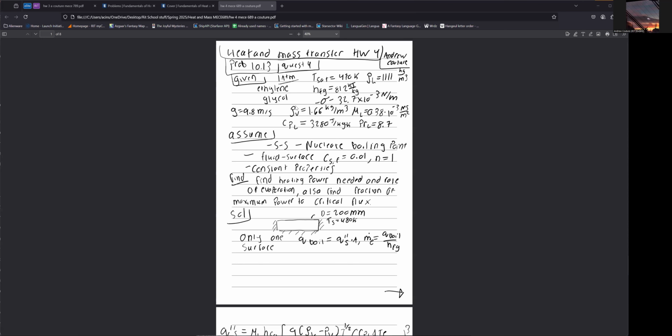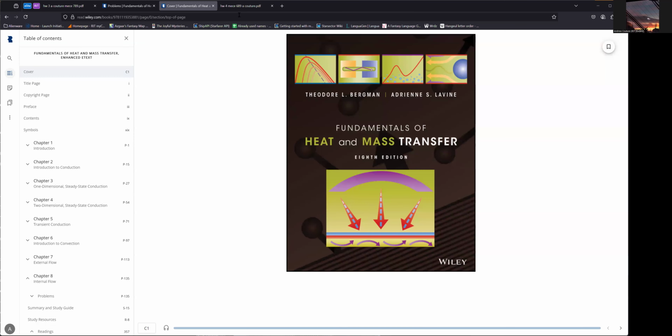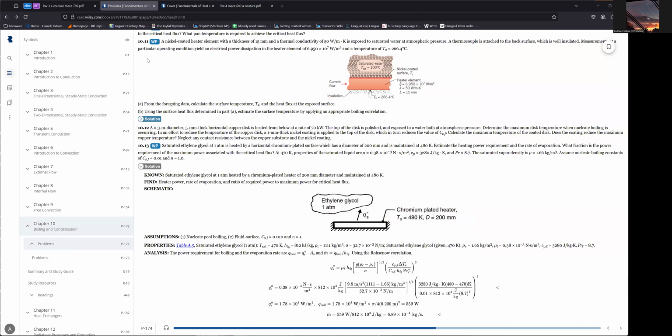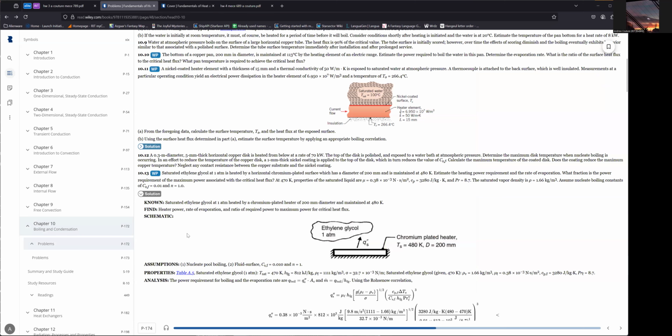Hello, my name is Andrew Kucher, and today I am going to be solving problem 10.13 from the Fundamentals of Heat and Mass Transfer by Bergman and Levine. So, going to the problem just to show it. The problem statement is as follows.